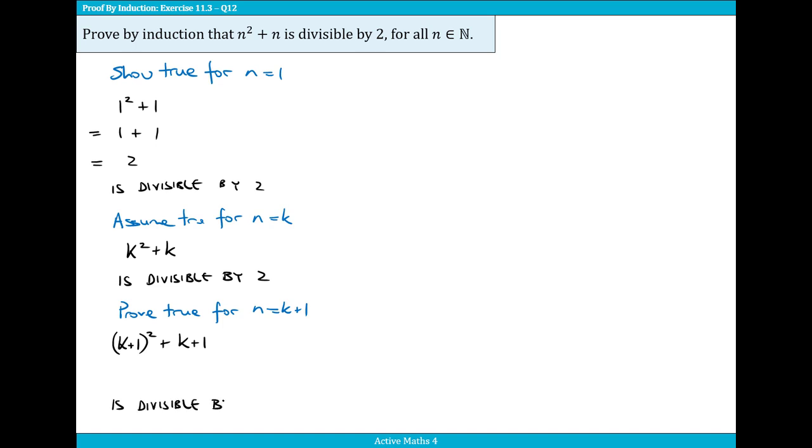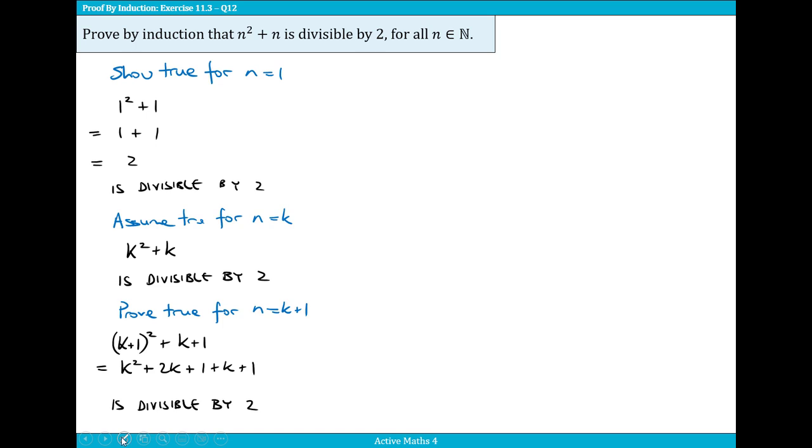Now I probably just want to tidy this up a little. The first is k squared, twice the product, which is 2k, plus square the last, which is 1, plus k plus 1. And actually I'm going to come over here and tidy that up, and I want to show that k squared plus, you know what, I'm going to leave it like this. There's a reason I'm going to leave it like this. I want to show that this here is divisible by 2, and I'll explain the reason in a second.